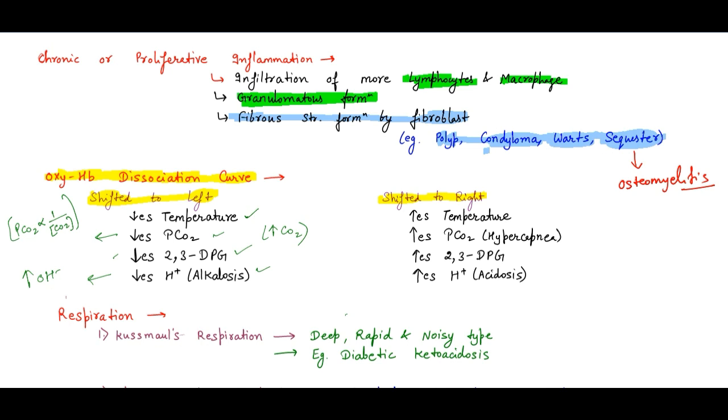Okay guys, remember from below to up: H positive, then 2,3 DPG, then partial pressure of carbon dioxide, then temperature. So what do we have? HDPT.